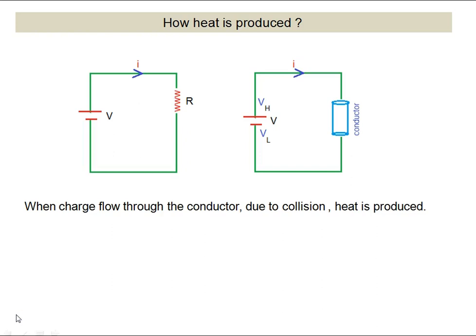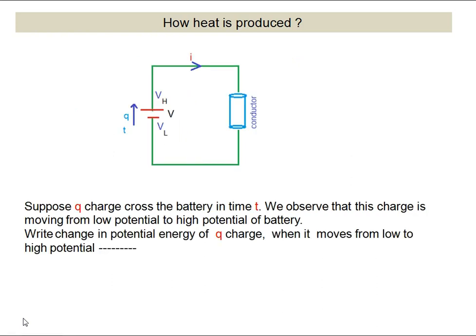Again I will discuss how heat is produced in a conductor when current flows. We will say when charge flows through the conductor, due to collisions heat is produced, and here the load is a resistance. Of course I have discussed this earlier also, but I am discussing it again so that you get conceptual clarity. And please do it on your own when I turn the slide. Suppose a small charge q crosses the battery in time t.